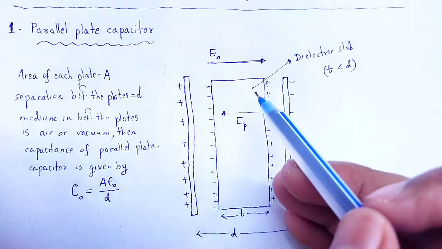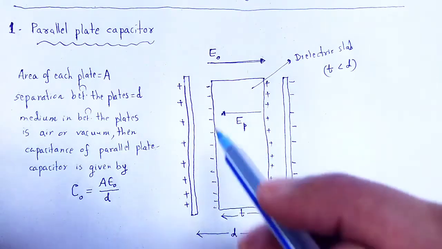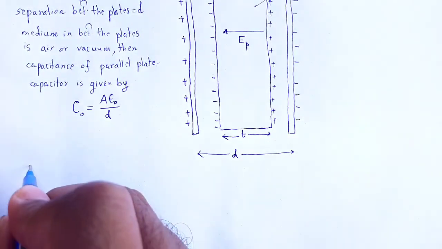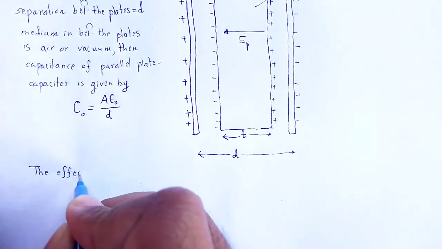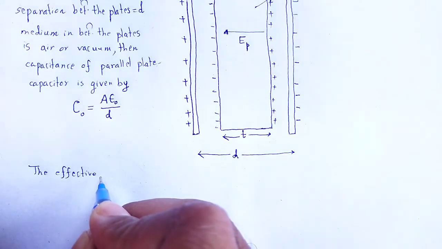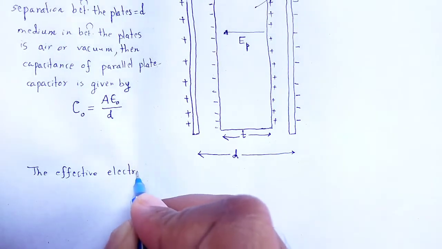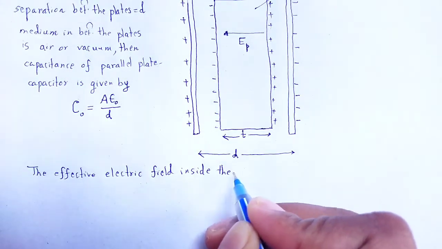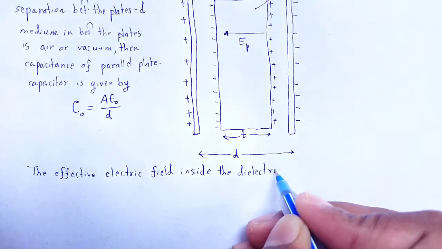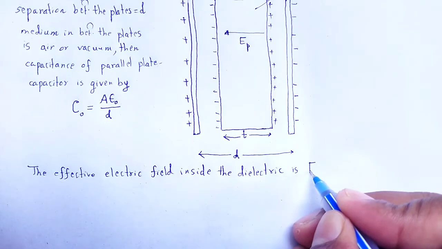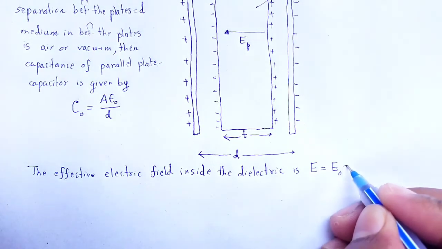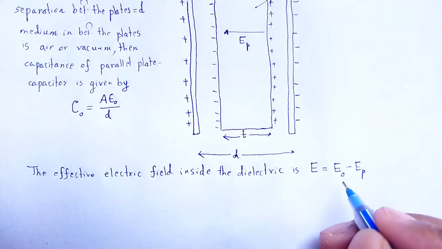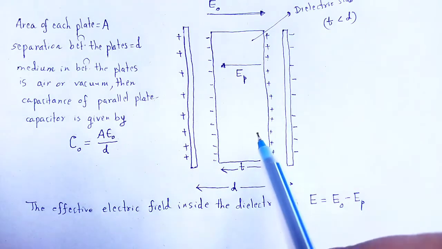So, the effective electric field, or we can say the net electric field inside the dielectric, is E equal to E naught minus EP. E naught minus EP is the net electric field inside the dielectric.